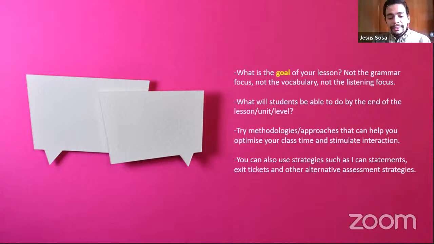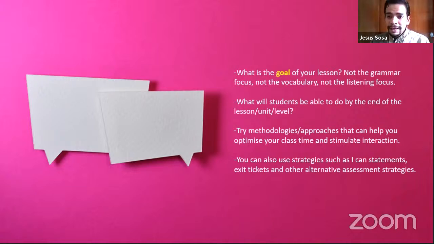And in this case, something that you could do is try methodologies or approaches that help you optimize your class time and stimulate interaction. Because, as you may know already, sometimes when we're working with online lessons, we cannot make them too long. Like if I have a 2 hour face-to-face session, sometimes my online class is going to be 1 hour, 1.5 hours, maybe half an hour. But it's not usually the same length as the other one, because your students don't have the same receptivity in the online arena. And something that you could also do is use strategies such as I can statements, exit tickets, and other alternatives for assessment in your classes.